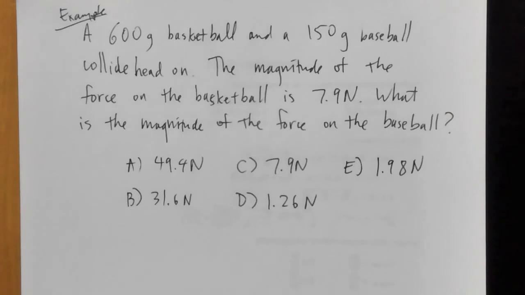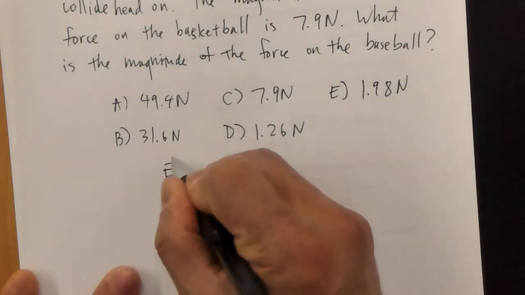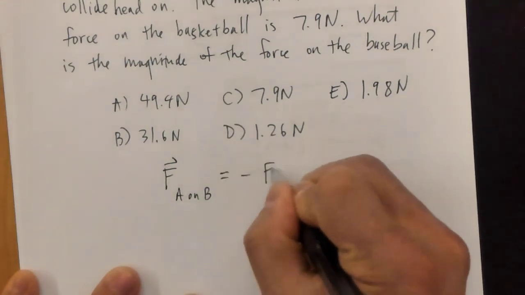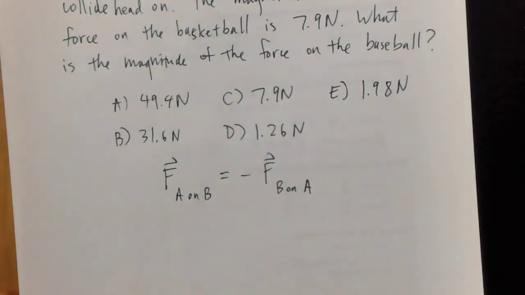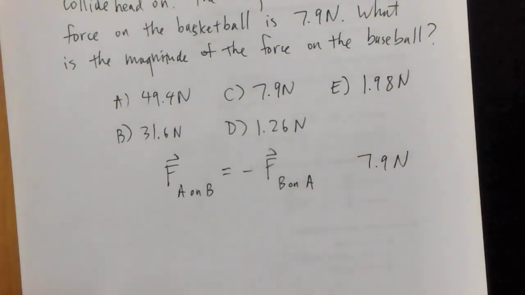Okay, so this is Newton's third law. The force of A acting on B is equal to negative the force of B acting on A. So if the baseball hits the basketball with 7.9 newtons, then we have 7.9 newtons going the other way. Okay? That's all there is.